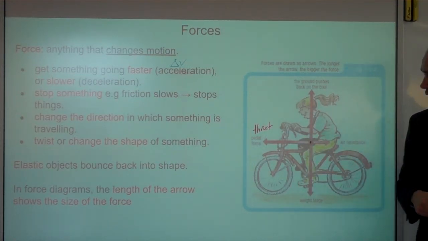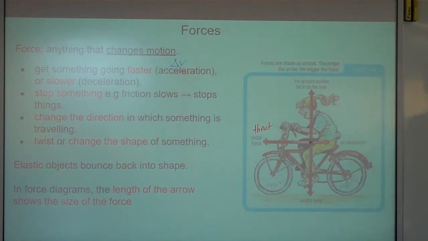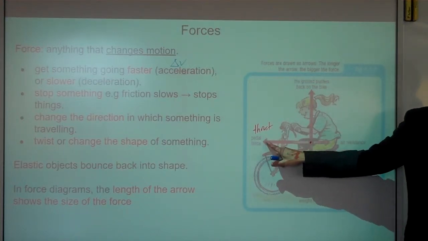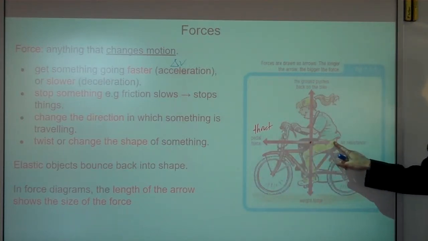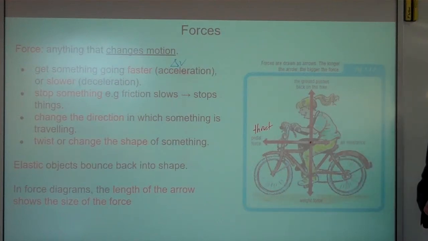Now, in terms of motion, what is that girl doing? Is she accelerating? Is her velocity constant? She is accelerating. Does everyone see how we got there? This arrow is larger than the air resistance, so she is accelerating.